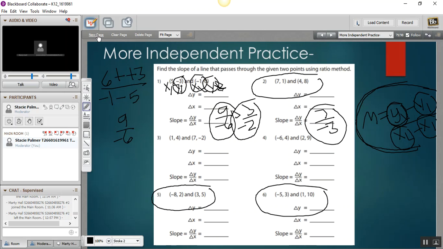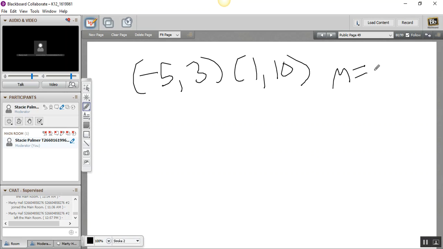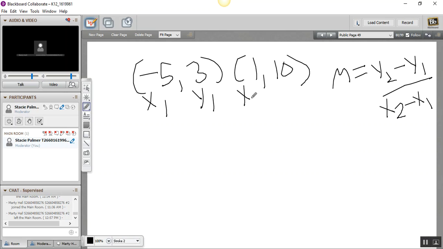-5, 3, 1, 10. Okay, so to find slope using the slope formula, we use the slope formula that says the y of the second point minus the y of the first over the x of the second point minus the x of the first gives us our fraction for our slope. Okay, so let's label our points. X of our first point, y of our first point, x of our second point, y of our second point.